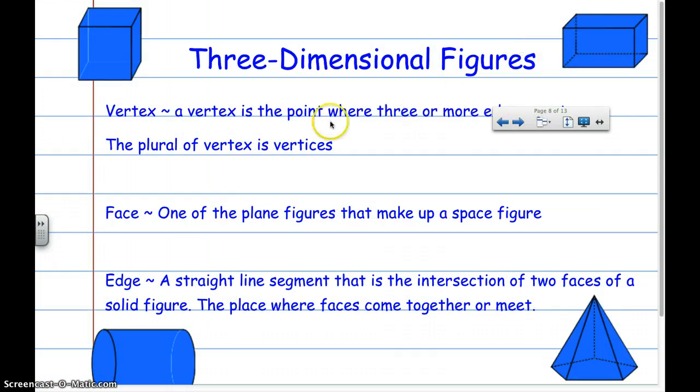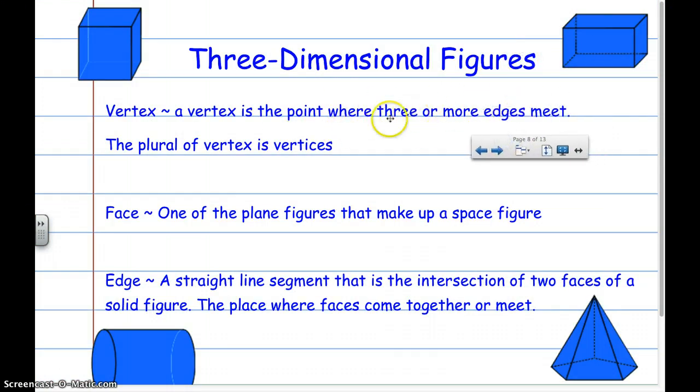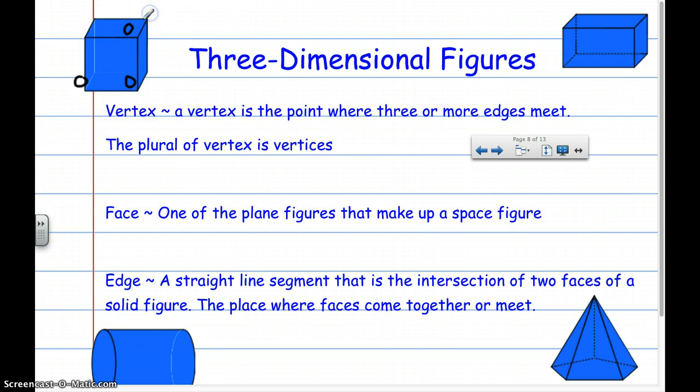Let's talk about some three-dimensional figures. So a vertex is the point where three or more edges meet. The plural of vertex is vertices. So here's a vertex, vertex, vertex, vertex. Vertex, vertex. All of these are vertexes, and all of them together are vertices.